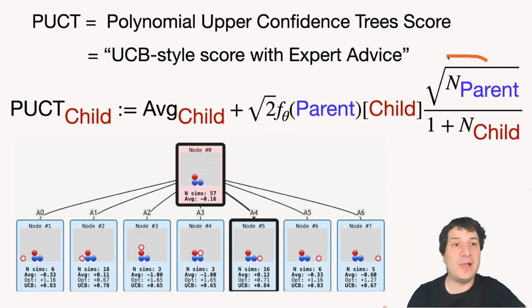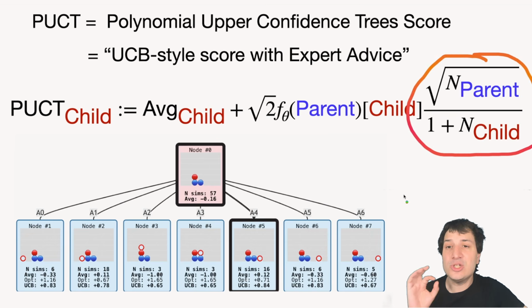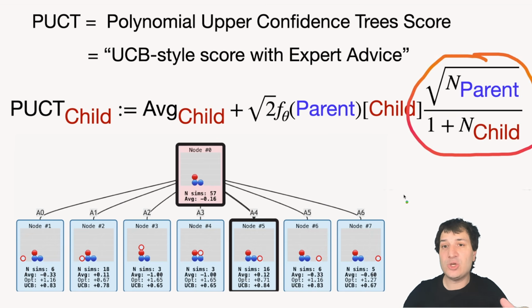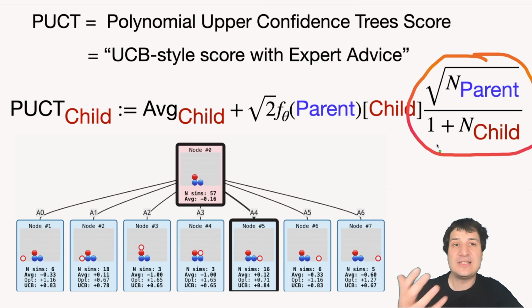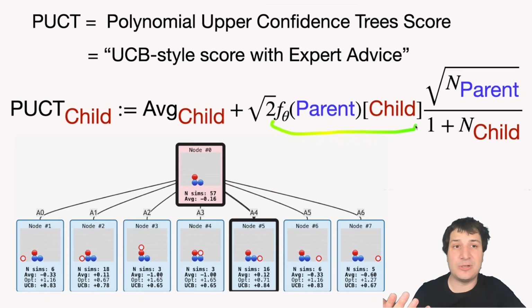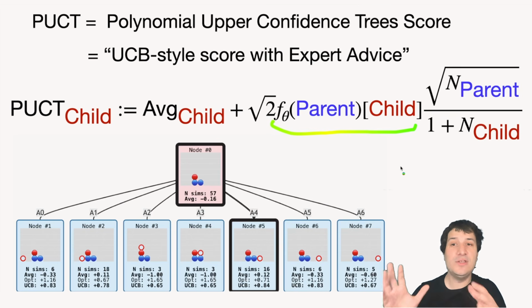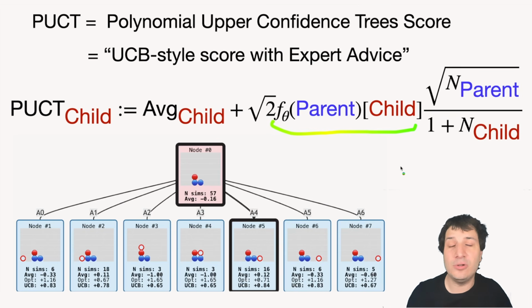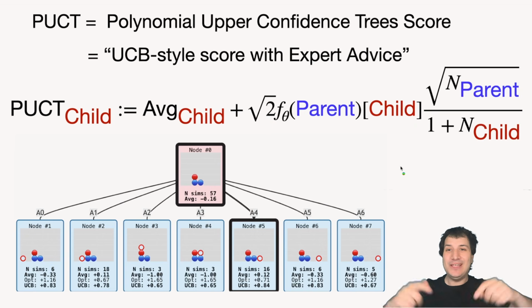All of this is multiplied by this term over here, and this term ensures, again, that moves that we haven't tried very much will eventually go and be revisited. So this is giving more optimism to things that we haven't tried very much, and it's scaled by the expert. This is the perfect combination of using the expert and exploring things in the natural way that seems to work really well in AlphaZero. And to see what this looks like, we can finally go into the interactive notebook.